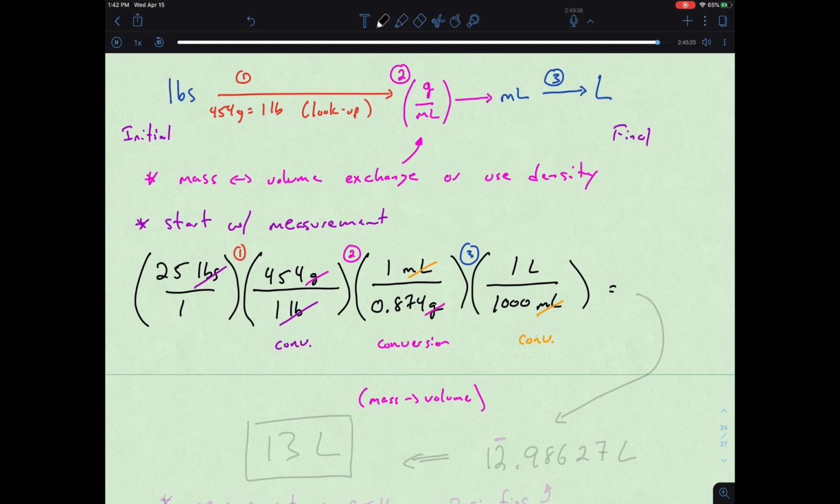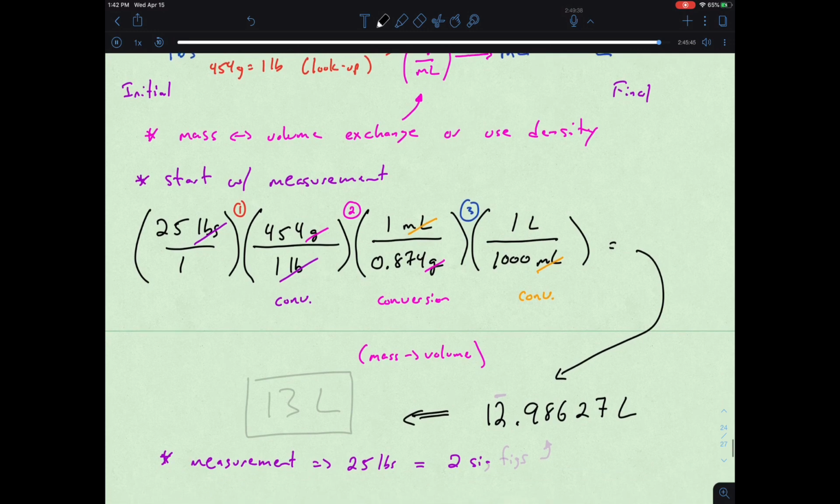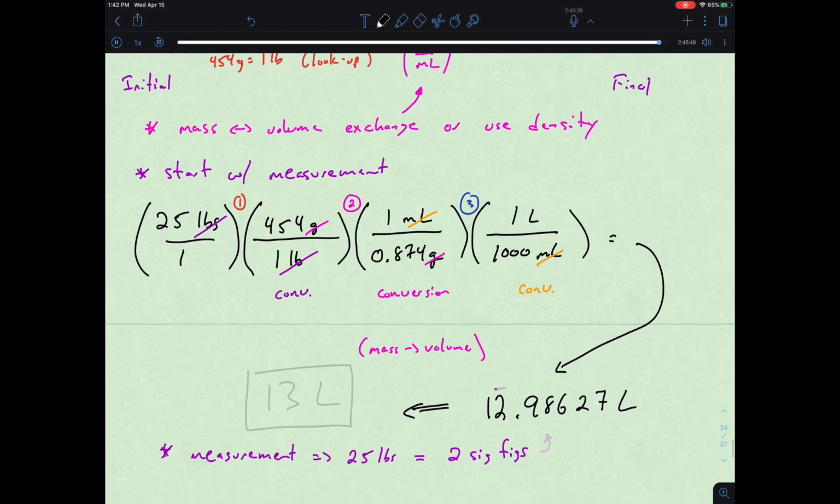And so that gives us an answer of 12.98627 liters. Remember our measurement, which was what, the 25 pounds, only has 2 sig figs. So we would be cutting the number here at the ones place. So our final answer would be 13 liters.